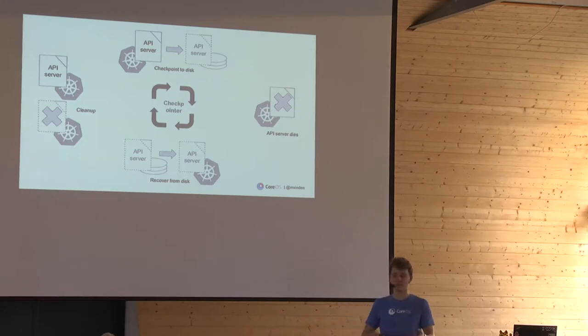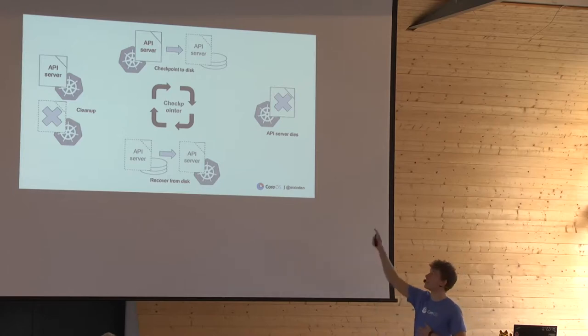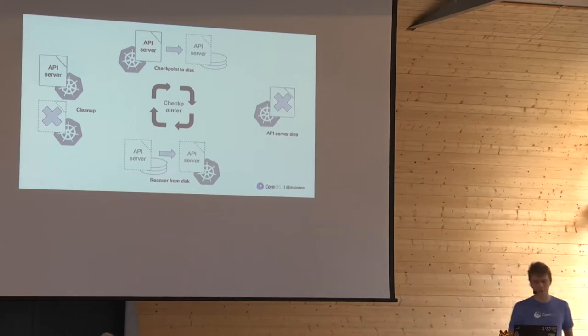Now everything can function again. We can actually start the real API server on the left again, and then kill the temporary one, and we're back at a normal cluster. And here at the very top, we're just checkpointing again, going through the same cycle like we did before. So an API server failure is really not a big problem here.